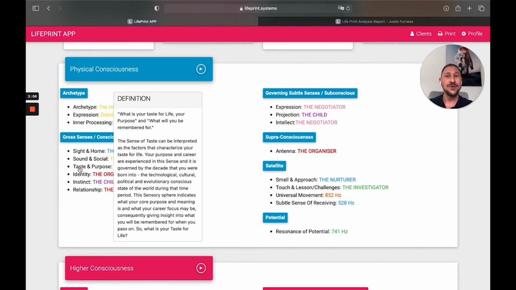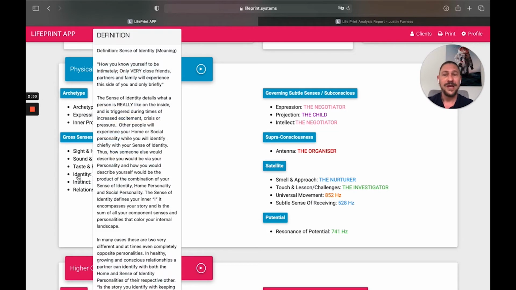Then we come down to our taste, or what is our purpose in life? What is our taste for life? This is external, in terms of what are we moving to? What is our purpose here? What is it that we want to achieve within our life? Then we come down to who is the person on the inside? Who is our identity? Other people may get to know more of our external performance patterns and profiles, but who are we really on the inside? Who do we identify with?